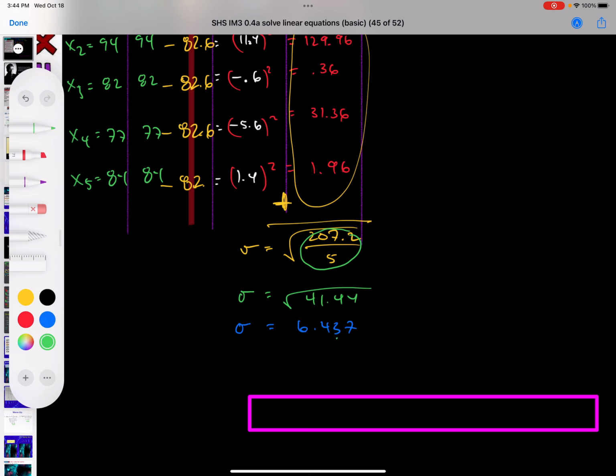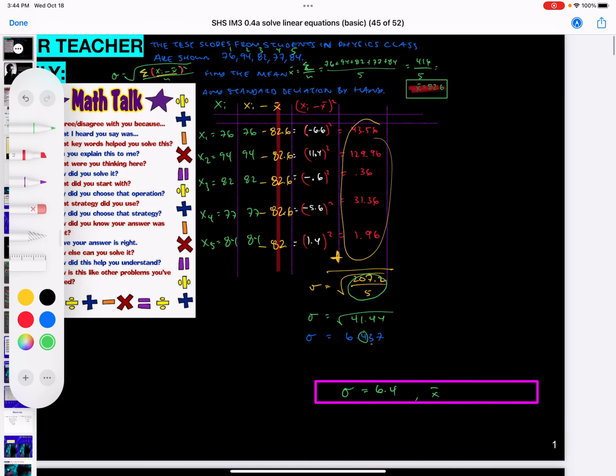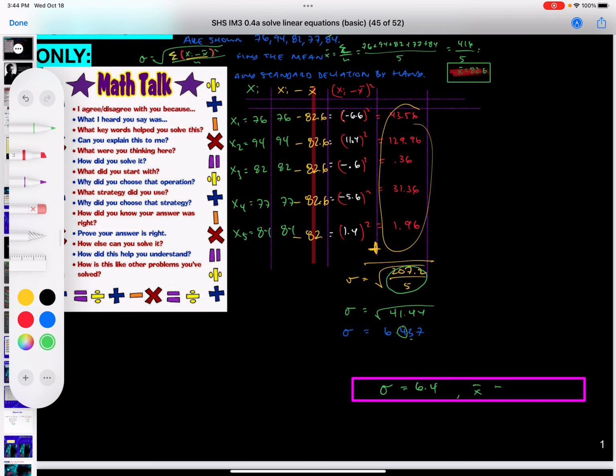So looking at this number, what does that become? It stays. So my answer is, the standard deviation is 6.4, and the mean is 82.6.